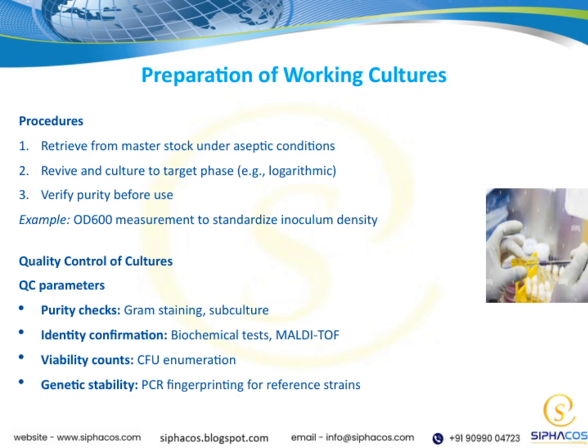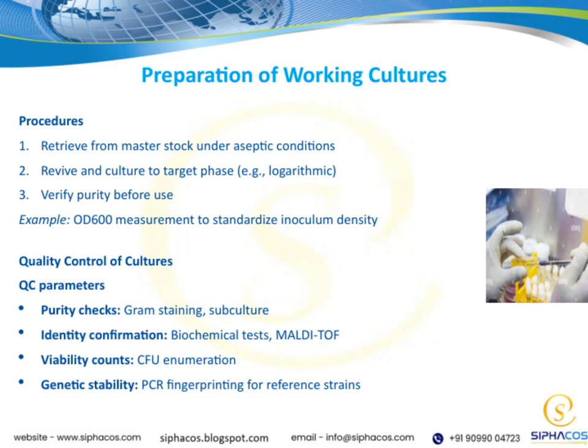Now, moving on to the quality control of these cultures. We check for purity through methods like gram staining and subculturing to confirm that no unwanted microorganisms are present. To verify the identity of our cultures, we can perform biochemical tests or use advanced techniques like MALDI-TOF mass spectrometry. Counting viable cells through CFU enumeration helps us assess the health and concentration of the culture.